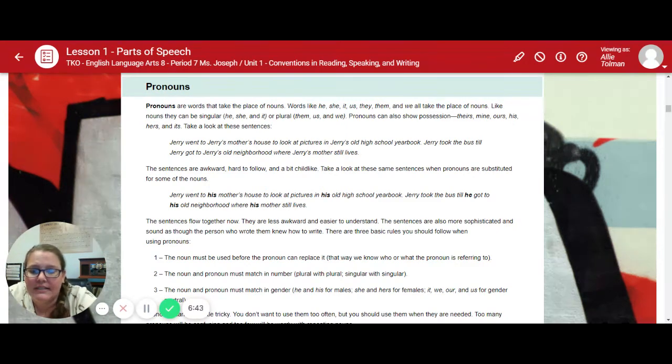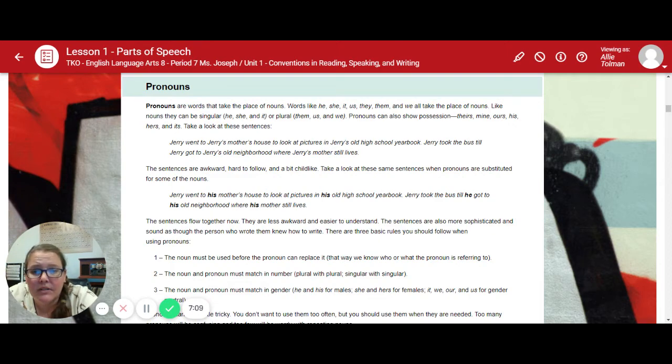Take a look at these sentences. Jerry went to Jerry's mother's house to look at pictures in Jerry's old high school yearbook. Jerry took the bus till Jerry got to Jerry's old neighborhood where Jerry's mother still lives. This sentence is awkward, hard to follow, and a bit childlike. Take a look at the same sentence when pronouns are substituted for some of the nouns.